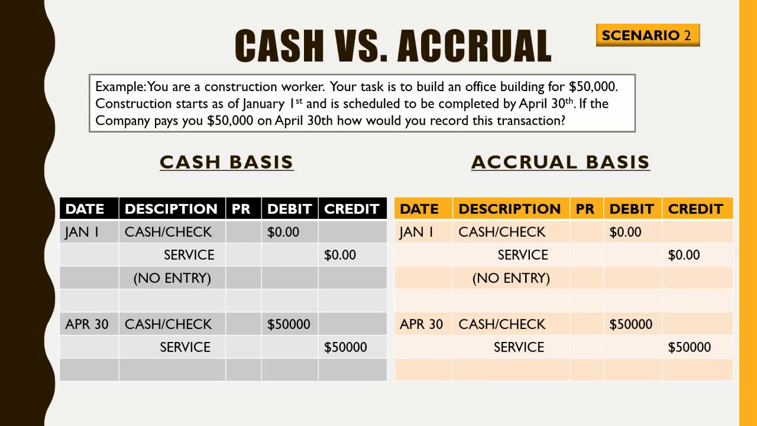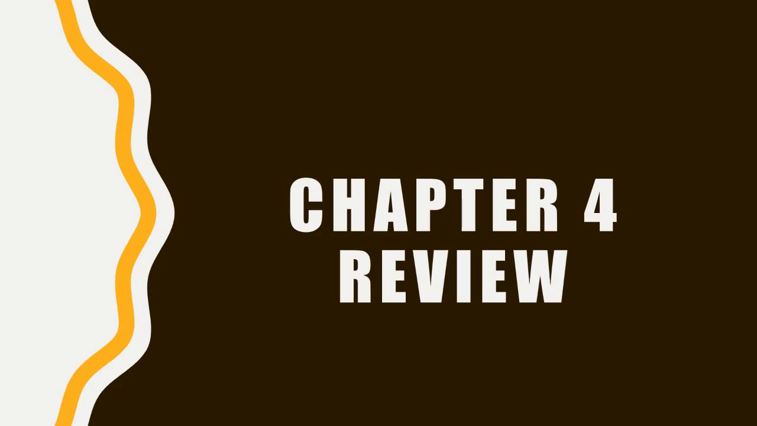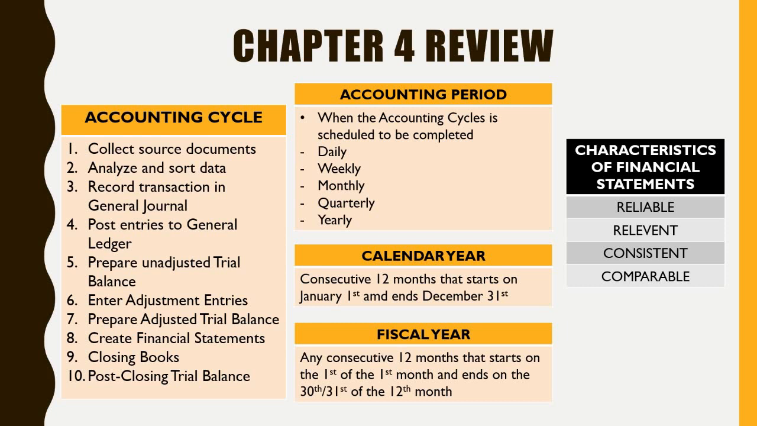On a cash basis, you only record that the service is done when cash is received. On the accrual side, the idea is that when it has been earned, when the job has been done and completed, is when you recognize that the service has been completed. Okay, and that's it for chapter 4.